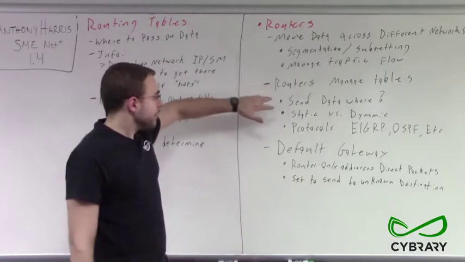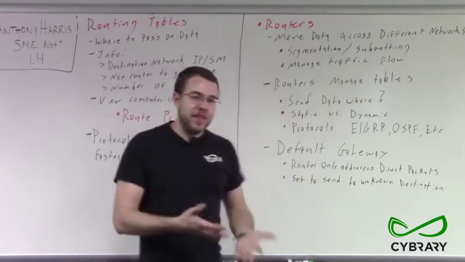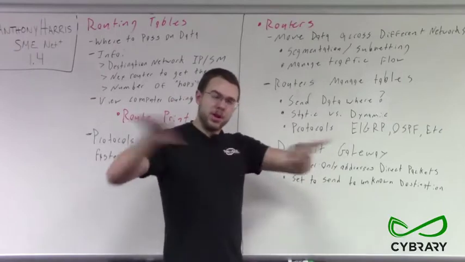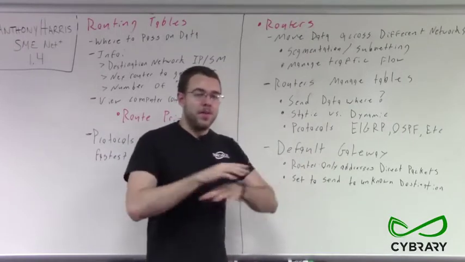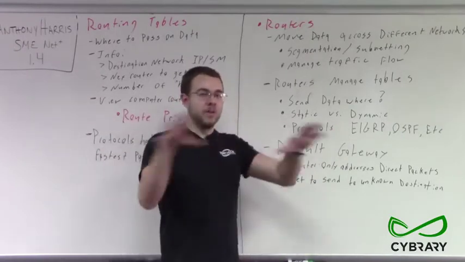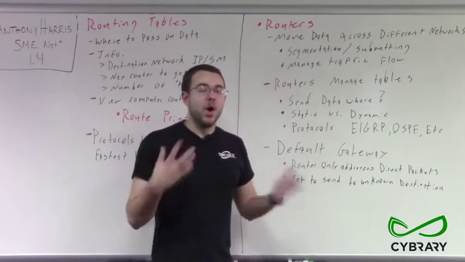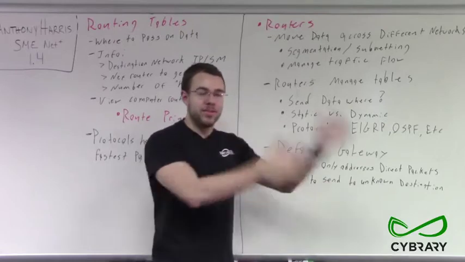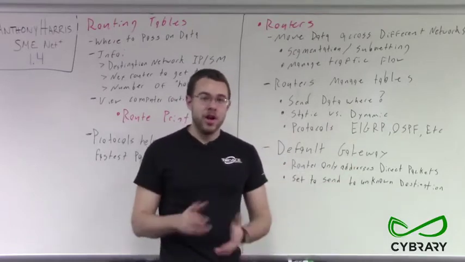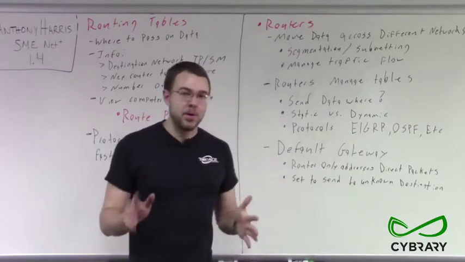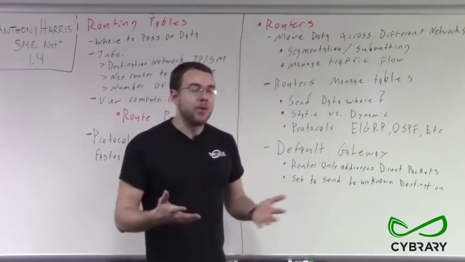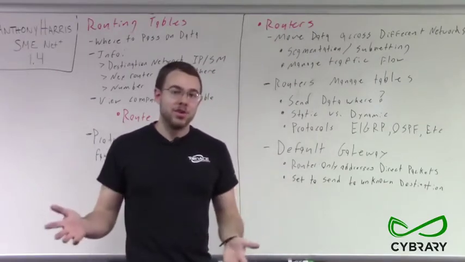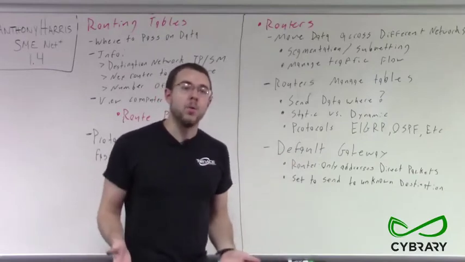Our routers manage tables which let them know mostly the closest networks that we have, the networks that we may have in our environment, in our enterprise, and also let them know where to send data if they're not sure, if they don't have a routing table entry for it. So routing tables let our router know where to send data outside of its own little network.